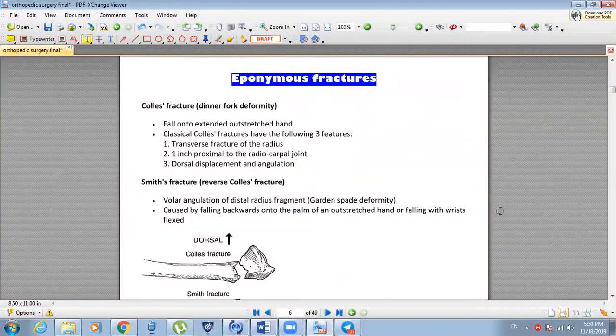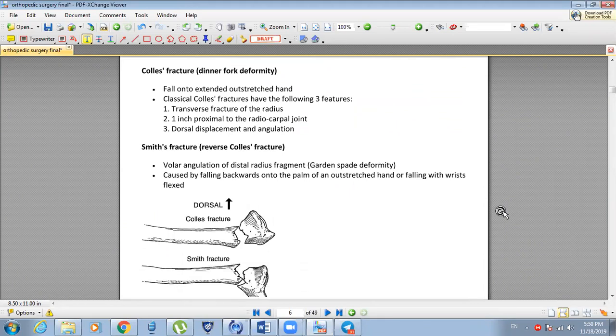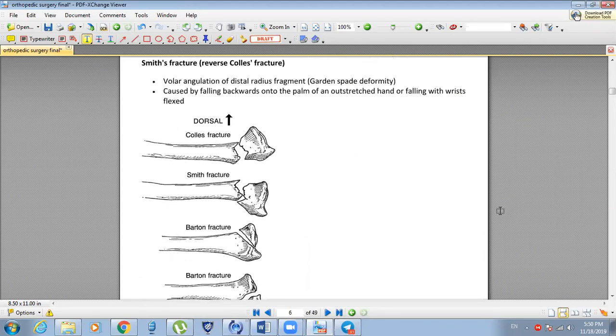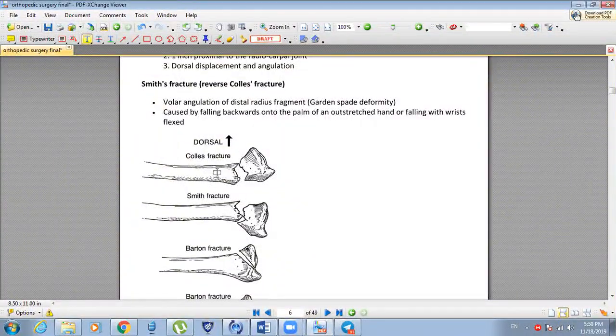Now about distal radius fracture. This is the distal radius, the distal part of the radius.